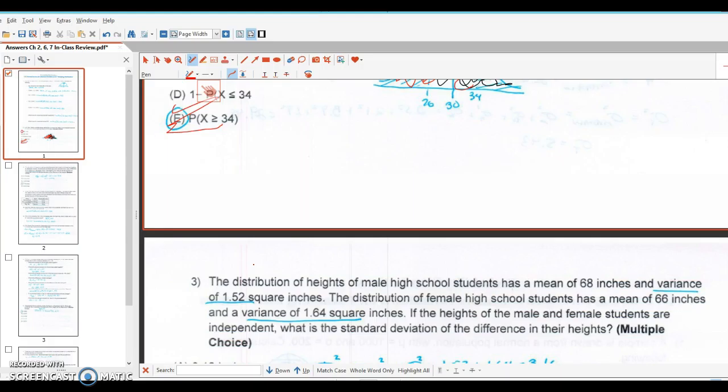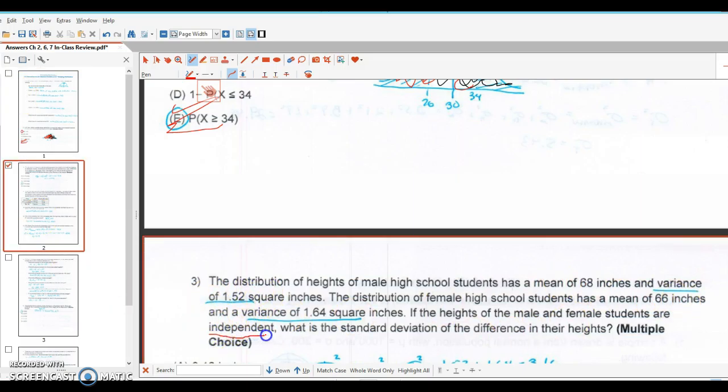of 1.52. Notice, underline variance. Usually we're not given variance, we're given deviation, but think back to the relationship between that. Variance is just deviation squared. And the distribution of female high school students has a mean of 66 and a variance of 1.64. If the heights of male and female students are independent, what is the standard deviation of the difference in their heights? Okay, so the independent part is important.